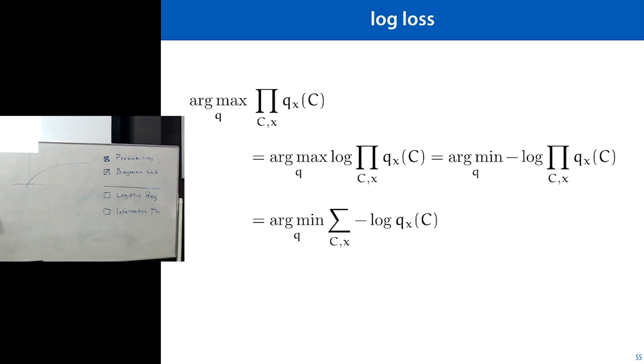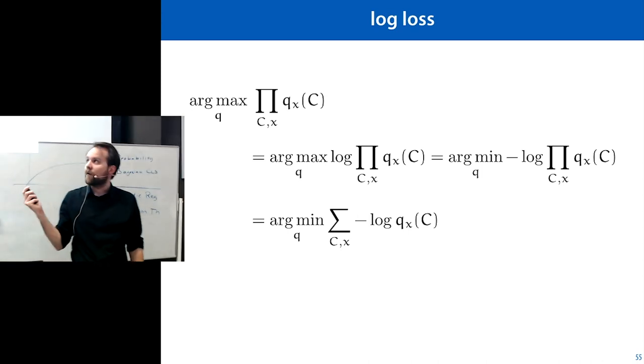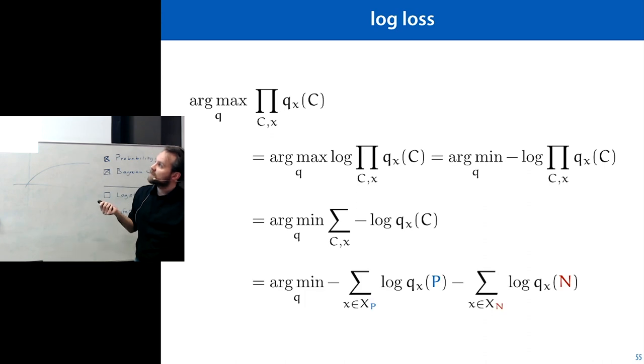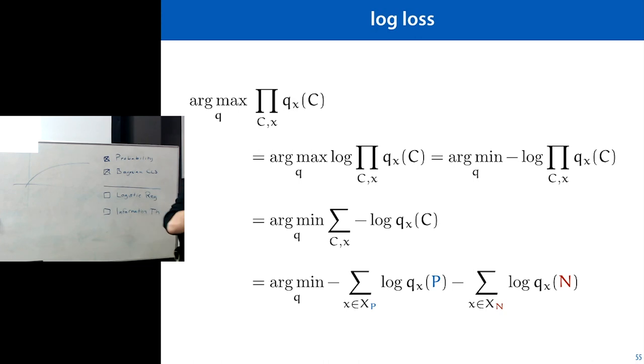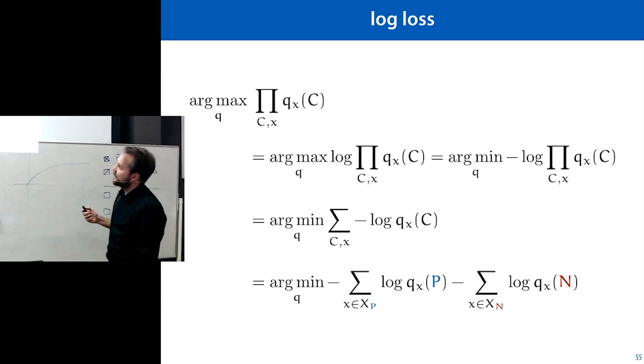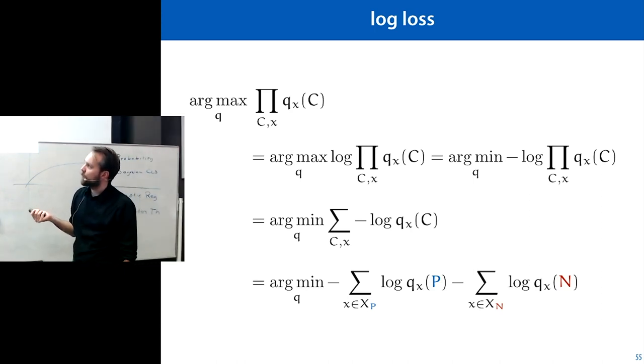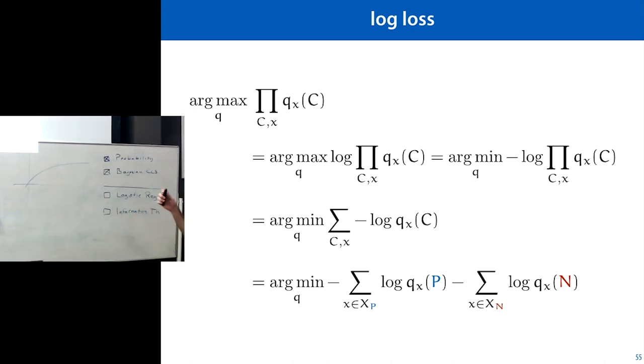And then we can split the data set by class. We know that we have positive and negative classes. So we can break up this sum into a sum over the positive instances and a sum over the negative instances. So then our loss becomes the negative of the sum of the logarithms of the probability for the positive instances, the sum over the logarithm of the positive probability, and for the negative instances, the sum over the logarithm of the negative probability. And this is what we want to minimize. So we want to fit this W and B, these parameters of our Q function, to the data by finding something that minimizes this value.